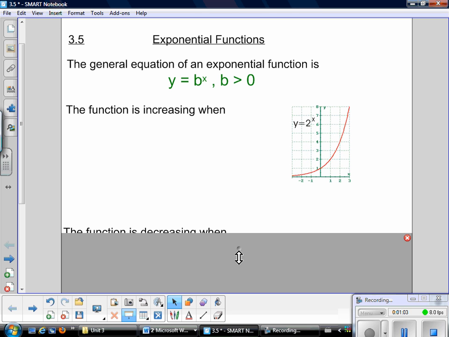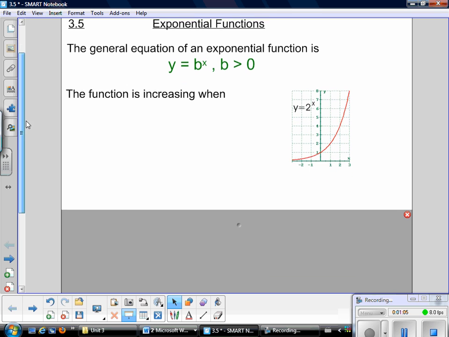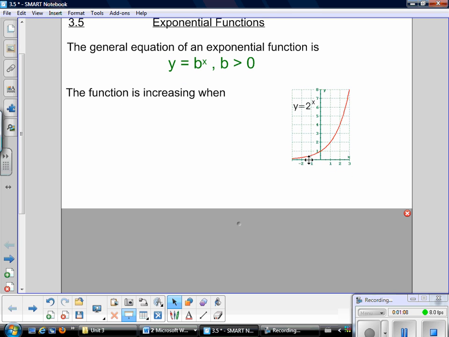First of all, we're going to look at two different kinds. The first kind is a function that's increasing. You can see the graph here is y equals 2 to the power of x. And it's an increasing graph, which means if I read from left to right, it is going up. That's what they mean by an increasing function. In order for it to be increasing, the b value in our general formula has to be greater than 1.